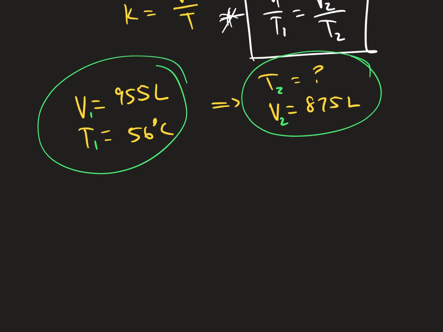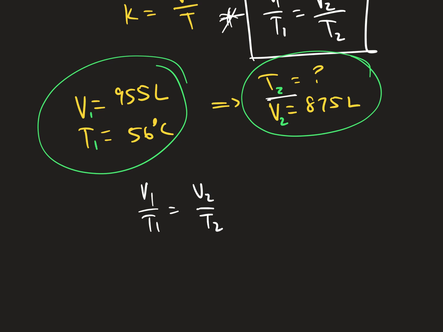So then we take this equation, V1 over T1 equals V2 over T2, and we're solving for what? T2. So can we just cross multiply? Get rid of that ugly fraction. Do you guys understand cross multiply? Understand why we can do that? No? Let me show you.